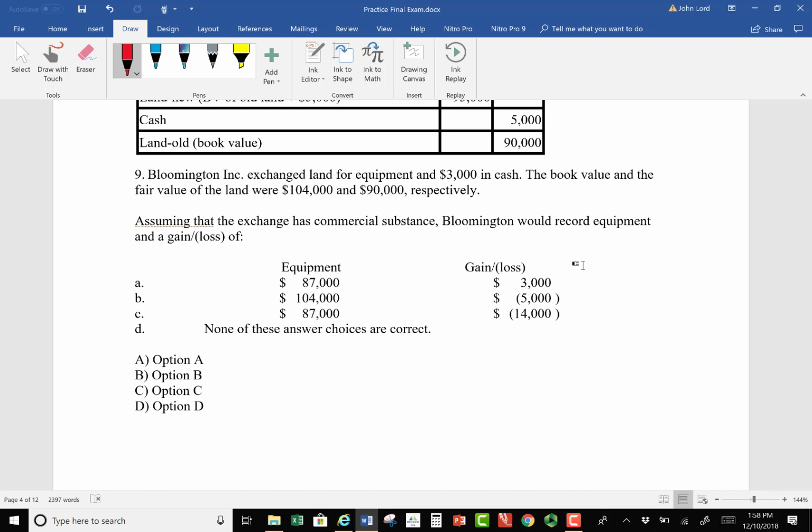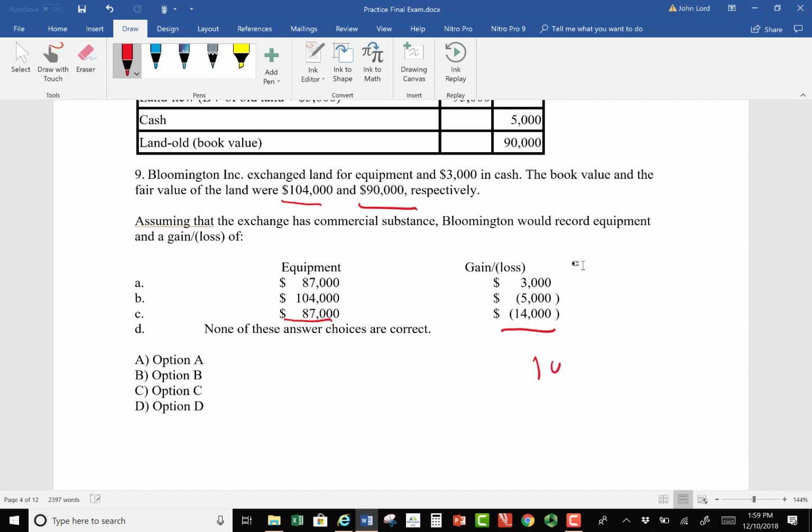Assuming this transaction has commercial substance, and so we've got what? We've got a book value of 104 and a fair value of 90. So we know we've lost what? Isn't that 14? So, I mean, this thing's a piece of cake right out of the gate. They only have one $14,000 loss here, right? Okay. But let's go ahead and see if our little rule holds now for obviously the 87,000, which is what?